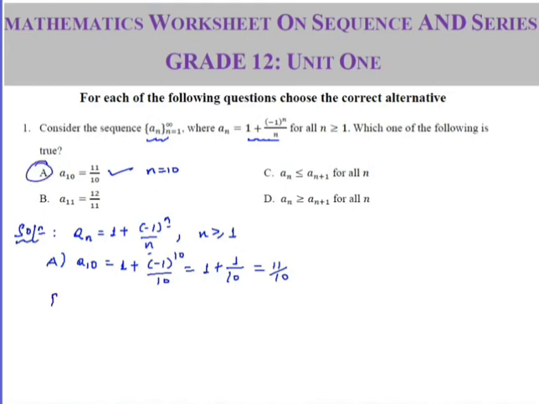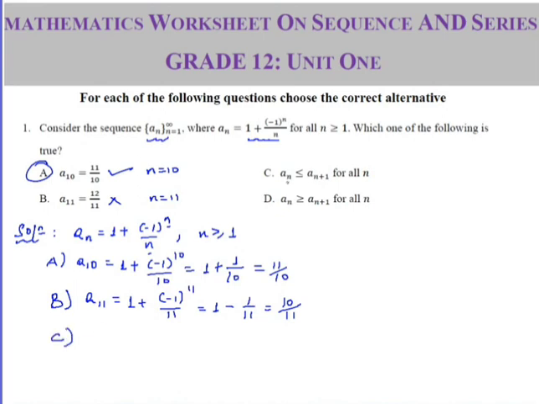Let's check the rest. The 11th term we get by putting n equal to 11. So the 11th term is equal to 1 plus minus 1 the power of 11 over 11. So this becomes 1 minus 1 over 11. The result is 10 over 11. So this is false. Similarly we can check for the rest.